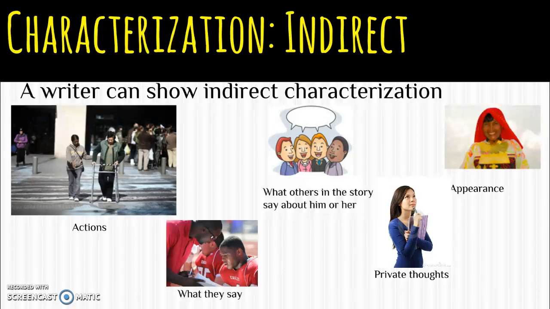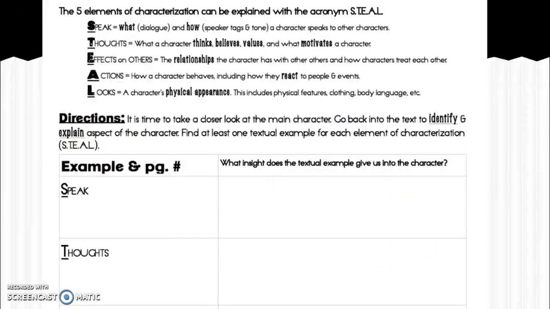So there you have it, 7th graders. A writer can show indirect characterization through actions, what they say, what others in the story say about him or her, private thoughts, and appearance.